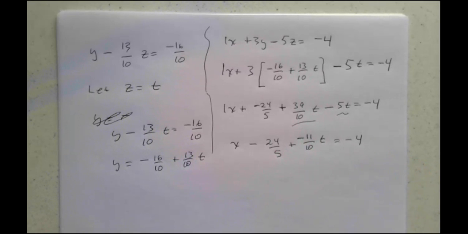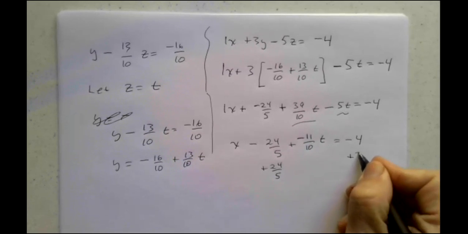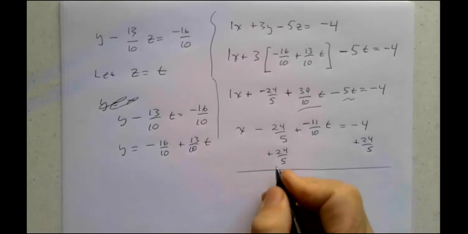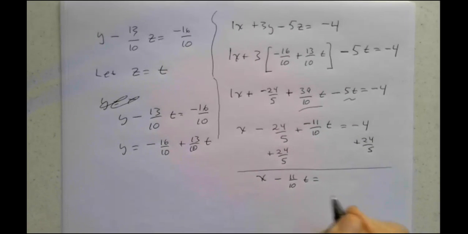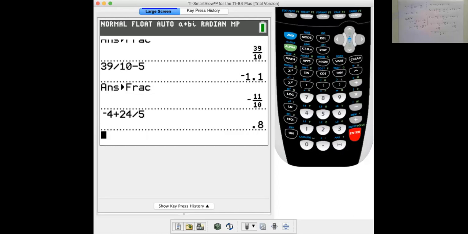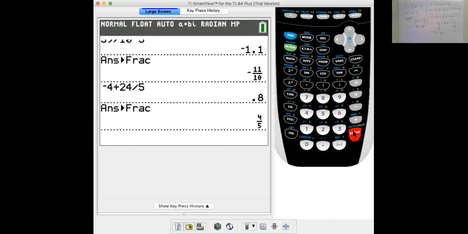So I guess I have to add 24/5 to both sides for sure. Add 24/5 to both sides. That would give me x minus 11 tenths t equals -4 plus 24/5. Let's see what that is. -4 plus 24/5 gives us 4/5.